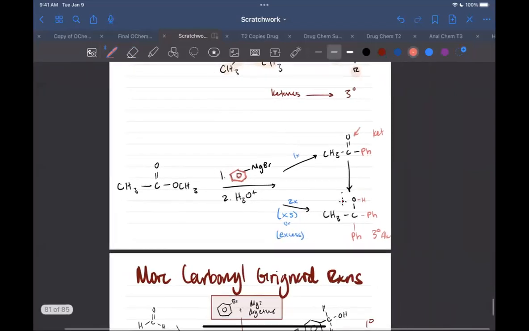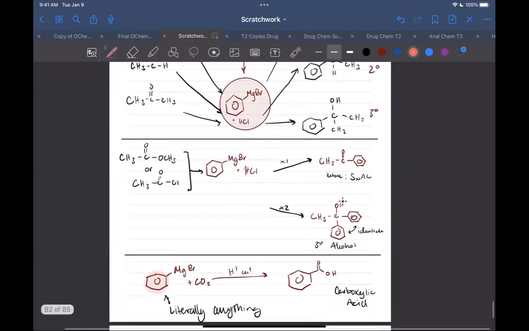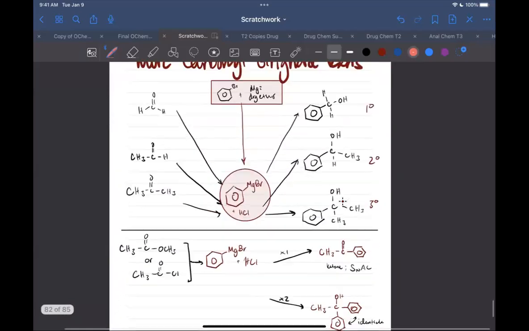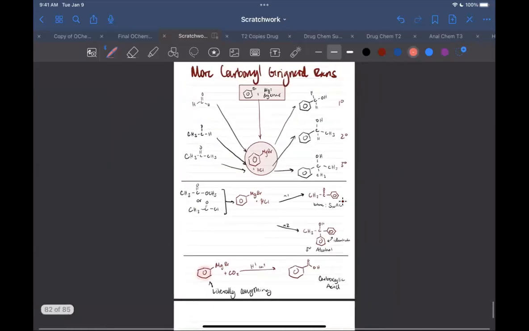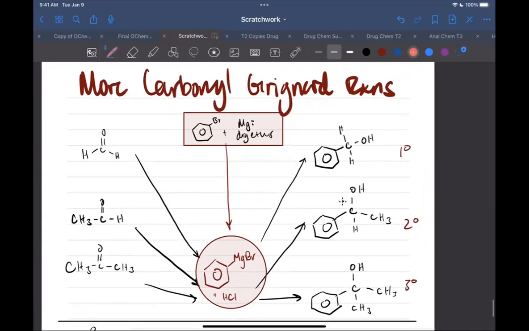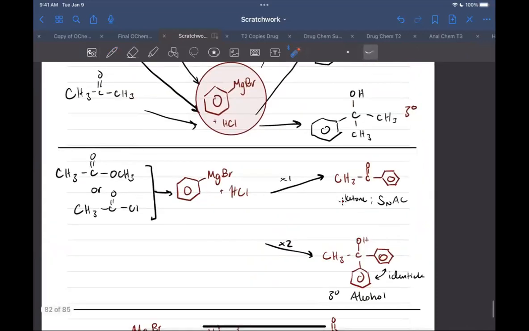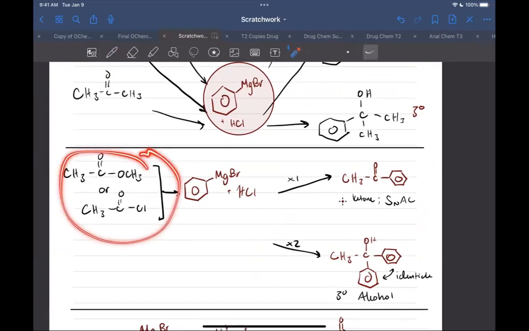Now, that's a lot, but I do have a generalized page that summarizes all of the different reactions. Right here, I just summarize what I showed you: formaldehyde becoming primary, aldehyde secondary, ketone tertiary. And here again, you have a carboxylic acid derivative, something that's not protic. One serving, you attack, you form a ketone. Second serving, you create an alcohol.